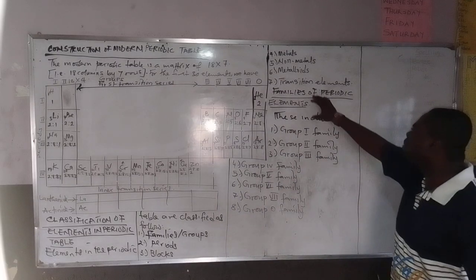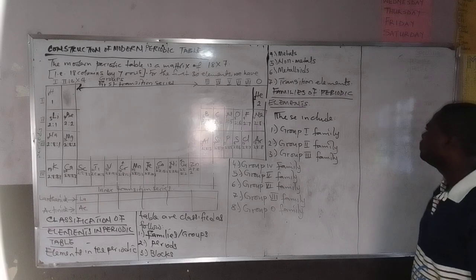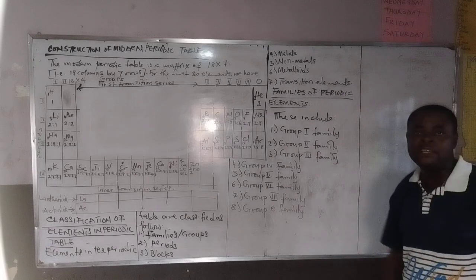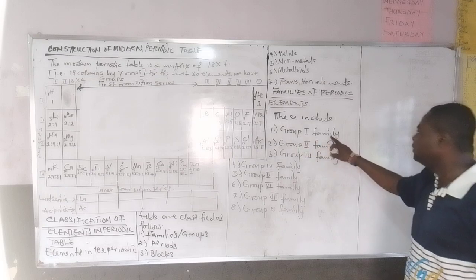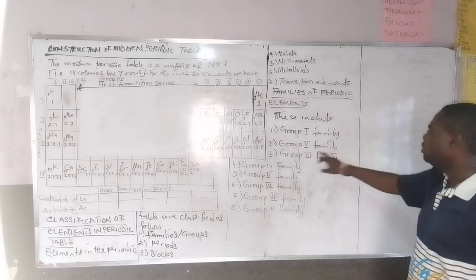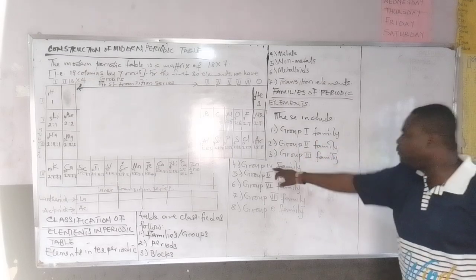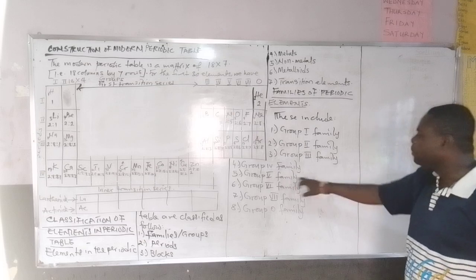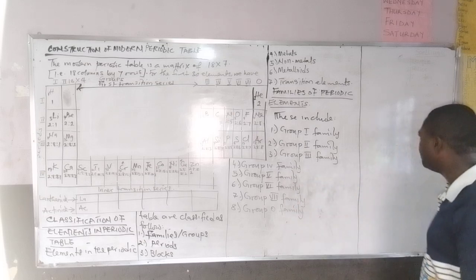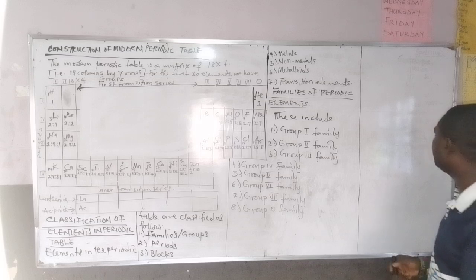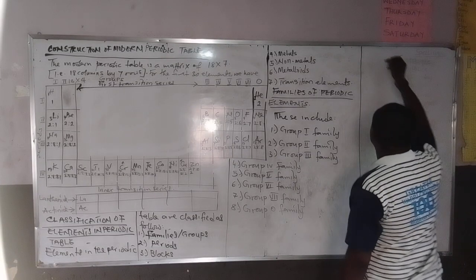Let's talk about classification based on families. So we have 8 families in the periodic table. The first family we have is group 1 family. You have group 2 family. We have group 3 family. We have group 4 family, group 5 family, group 6 family, group 7 family, and group O family. So we'll start talking about group 1 family now.